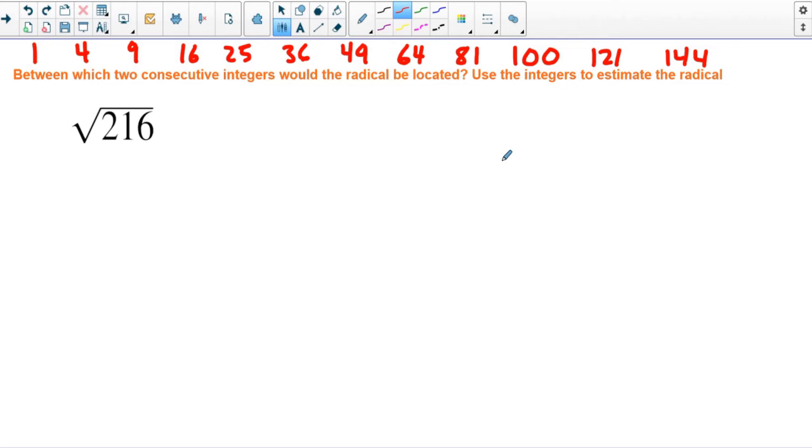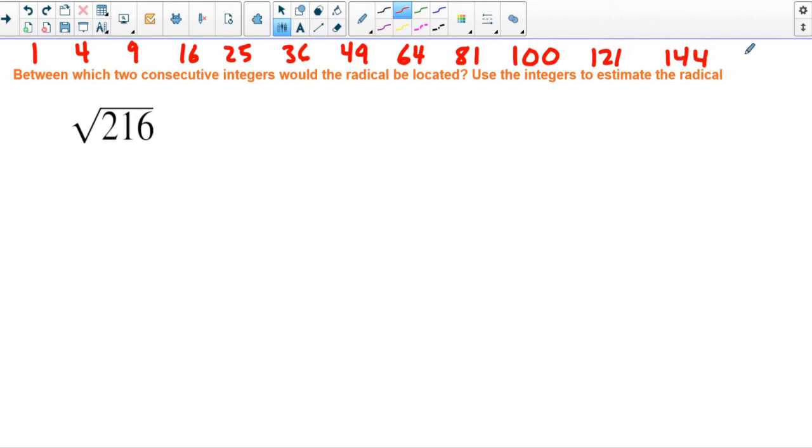Okay, let's do a harder example here. This is still kind of the same question. Between which two consecutive integers would the radical be located? Use the integers to estimate the radical. This one's a little bit trickier though because I have the square root of 216, which you might notice is larger than any of the perfect squares. So let's just keep going.